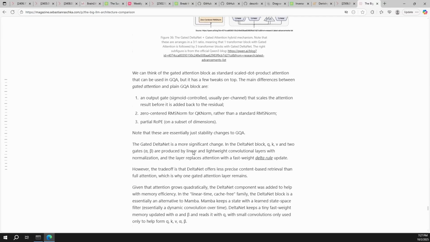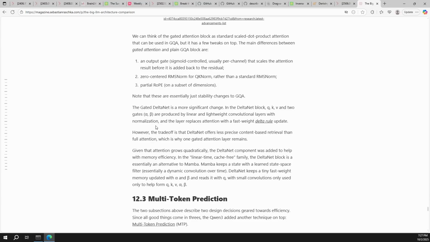The gated delta net is a more significant change. In the delta net block, QKV and two gates, alpha and beta, are produced by linear and lightweight convolutional layers with normalization, and the layer replaces attention with a fast weight delta rule update. However, the trade-off is that DeltaNet offers less precise content-based retrieval than full attention, which is why one gated attention layer remains. Given that attention grows quadratically, the DeltaNet component was added to help with memory efficiency. The linear time cache-free family. The DeltaNet block is essentially an alternative to Mamba. Mamba keeps the state, blah, blah, blah, state space. DeltaNet keeps fast weight, da, da, da.